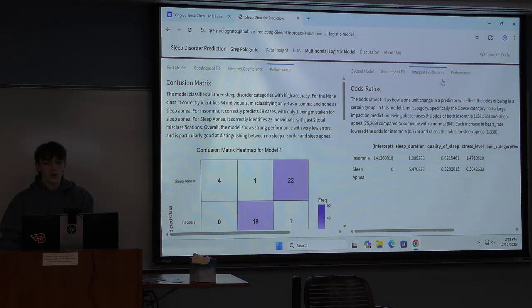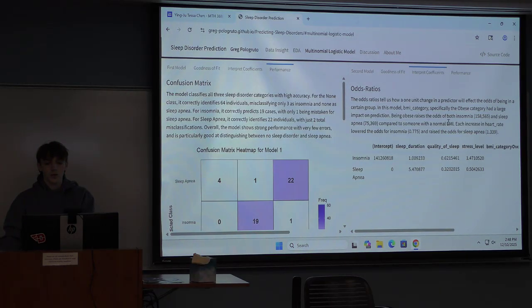And then for this one, I calculated some of the odds ratios. So the odds ratios tell us how a 1 unit change in a predictor will affect the odds of being in a certain group. So for example, being obese raises the odds of insomnia by 158,000% in this data set, which is pretty extreme, and I'll talk about that more later.